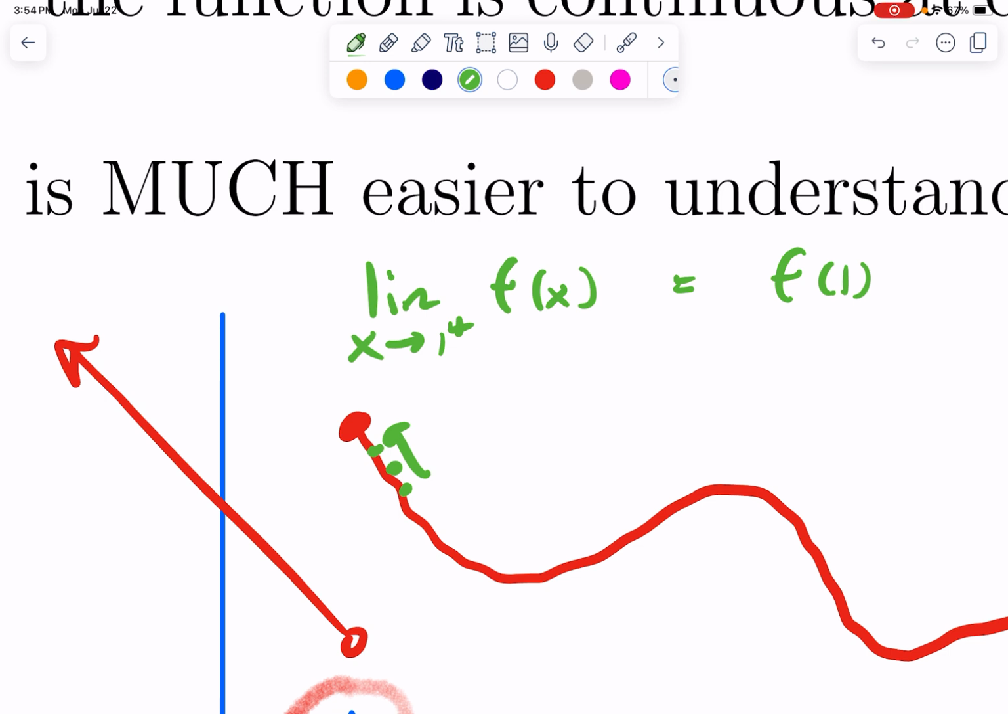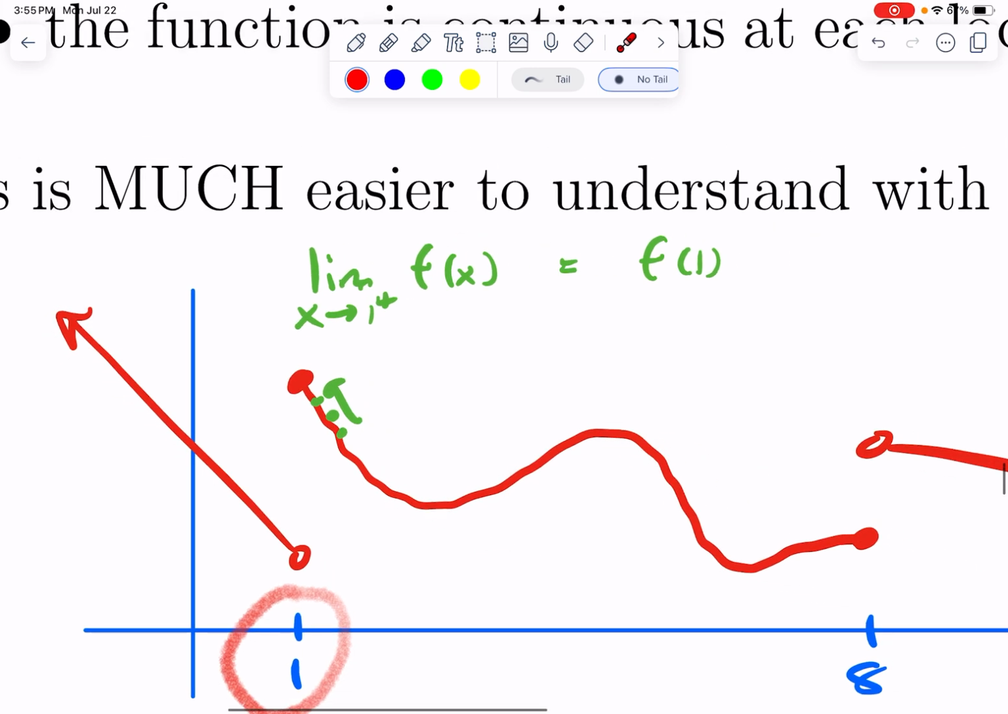I acknowledge that I'm not doing the full limit. I'm not approaching from both sides at the same time. But just coming in from here, coming in from the interval, right? We only really care about stuff between 1 and 8. This stuff is irrelevant to us. So I'm just coming in from the interval.